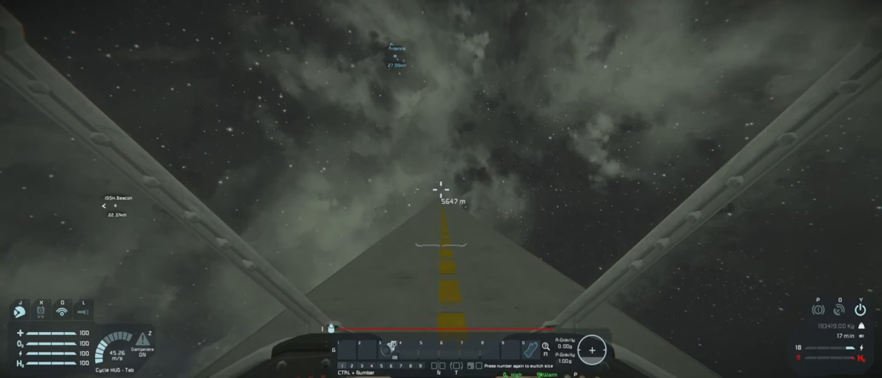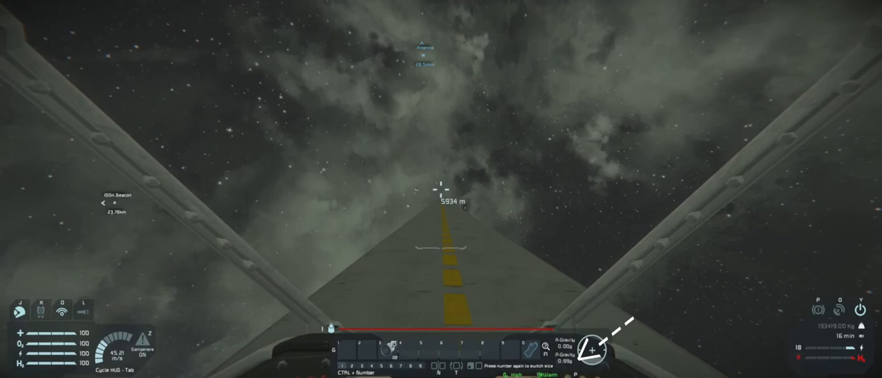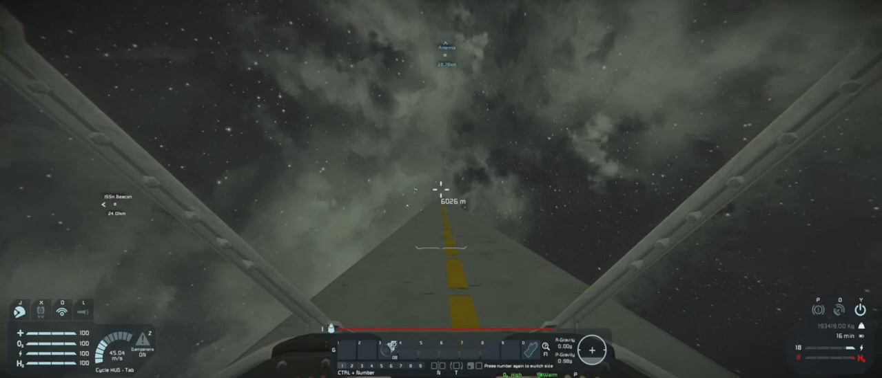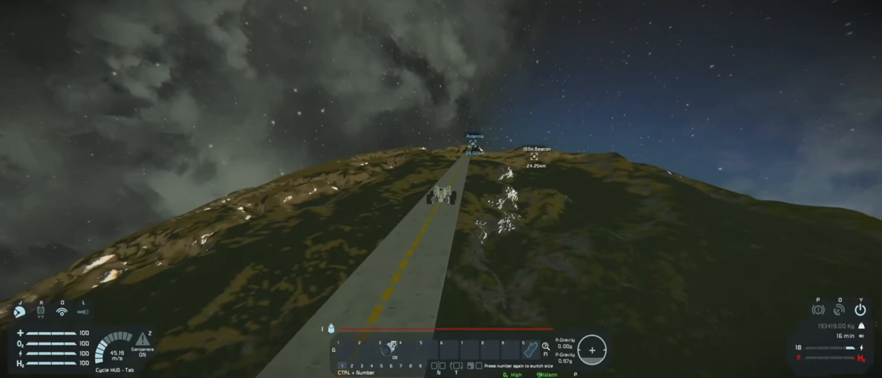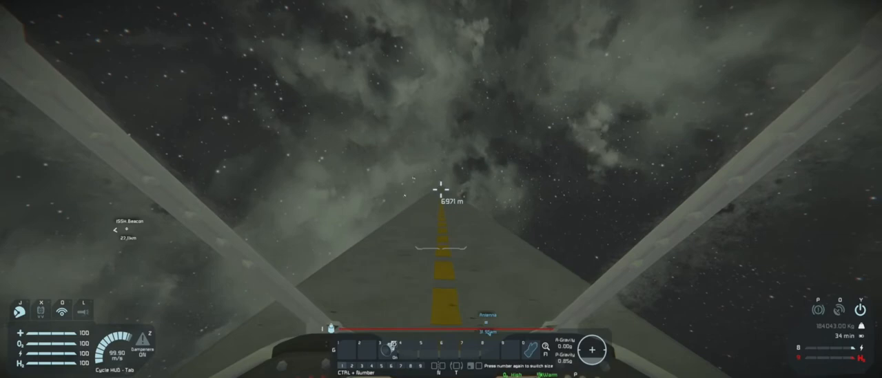So we are at almost 6,000 meters. Gravity will start decreasing soon, and the road gets steeper and steeper, of course. I have to constantly correct the path so we can maintain a straightforward direction, so we don't fall off the road.